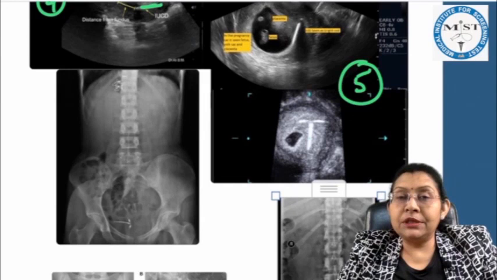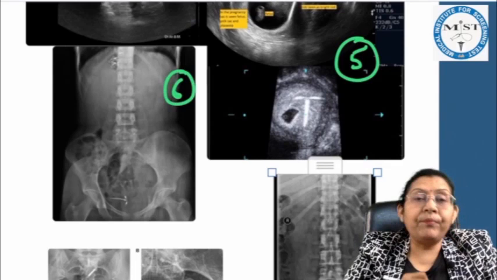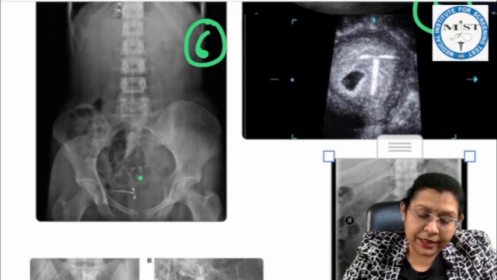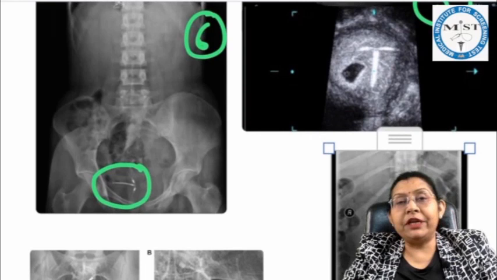Now image number six is the X-ray of a lady where the device is displaced. And this is in the transverse plane. Because barium sulfate is present in the device, it is clearly visible in X-ray also.